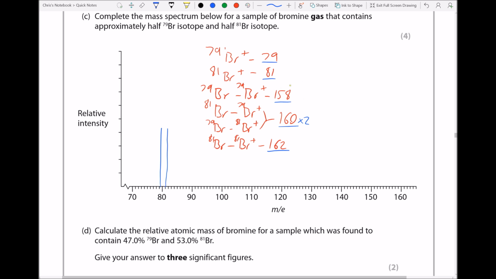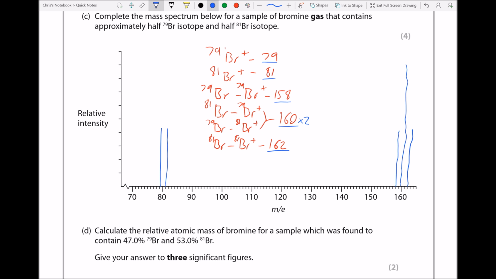We've also got one at 158, so let's draw that in there. 158 is going to be here. And then we're also going to get one at 160, but this 160 is going to be quite big. Now what I'll do is I'll put 162 next. 162 would be that peak. And then you get one at 160, but this one's going to be twice as high as the rest of them.